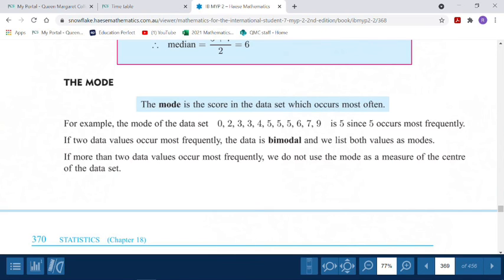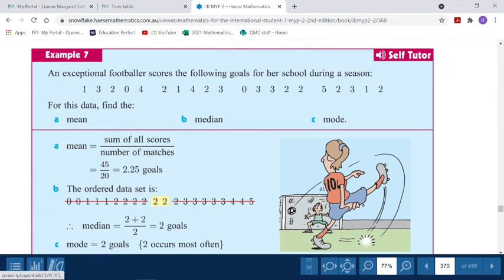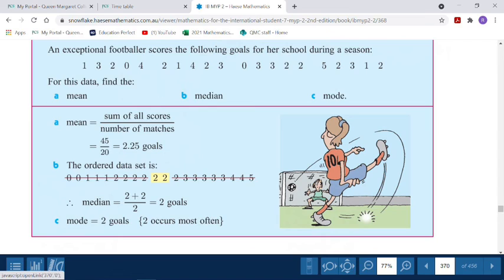All right. So here's one where they're asking you for everything. It says an exceptional footballer scores the following goals in her school during a season. Here are the data points. Notice there are zeros here. Does that mean I just get to ignore them? No, you be careful.